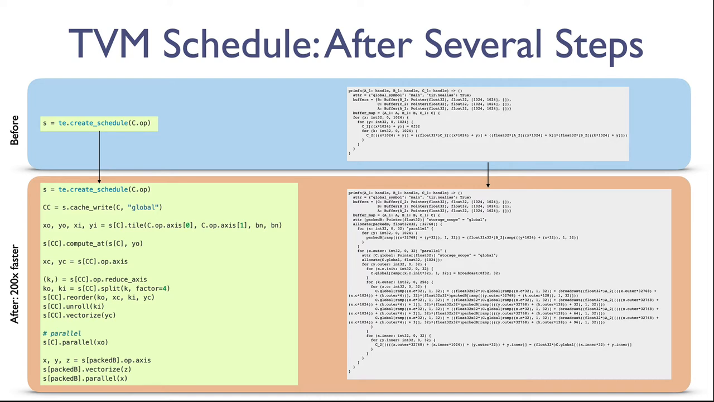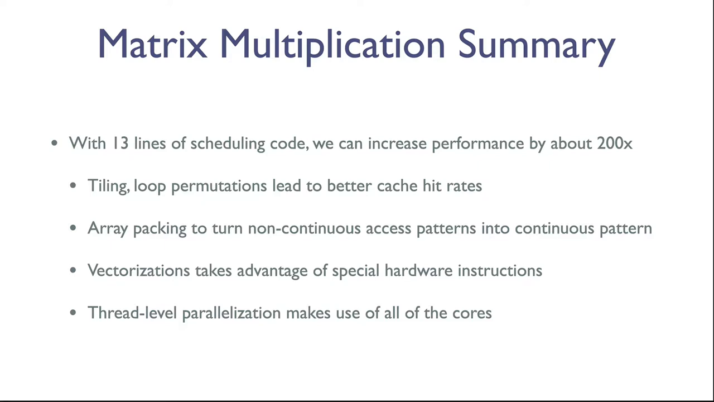Okay, so what did we get after this? Before, we had a basic schedule that looked like our naive schedule. And then after about 13 lines of code, we produced a new schedule that's about 200 times faster. So let's revisit this again. With 13 lines of scheduling code, we can increase performance by about 200 times. Tiling and loop permutations lead to better cache hit rates. Array packing can turn non-continuous access patterns into continuous access patterns. Vectorization takes advantage of special hardware instructions. And thread-level parallelization makes use of all of the cores.